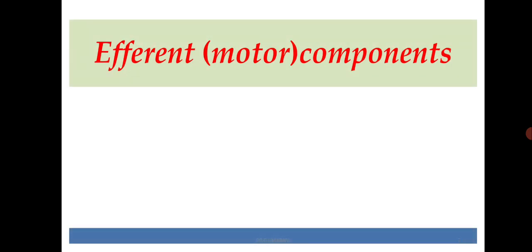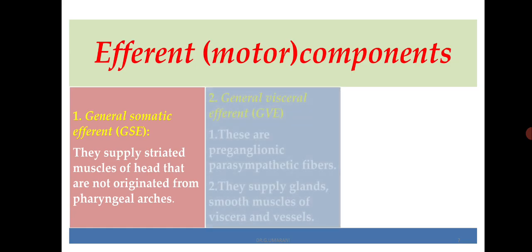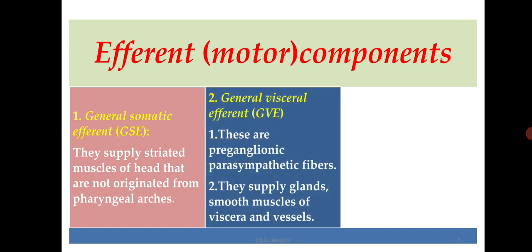Now we can see each individual component, starting with the efferent components. The first is general somatic efferent. These nuclei supply skeletal muscles of somatic origin. These skeletal muscles include all the extrinsic muscles of the eyeball through the oculomotor, trochlear, and abducens nuclei, and the extrinsic muscles of the tongue through the hypoglossal nucleus. And the second one is general visceral efferent. These nuclei give origin to preganglionic parasympathetic fibers.